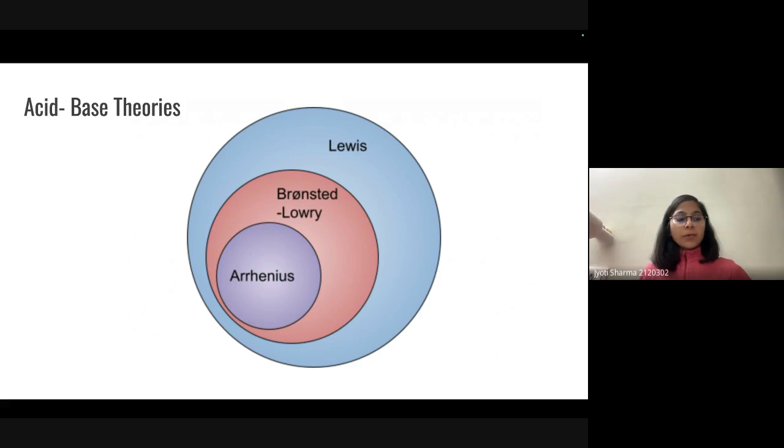So, can you tell me about this picture? What does it mean? Can you say something about this picture? This is a Venn diagram, and in the Venn diagram, the big circle is for Lewis, the small circle is for Bronsted-Lowry, and the smaller circle is for the Arrhenius. So, can you tell me?